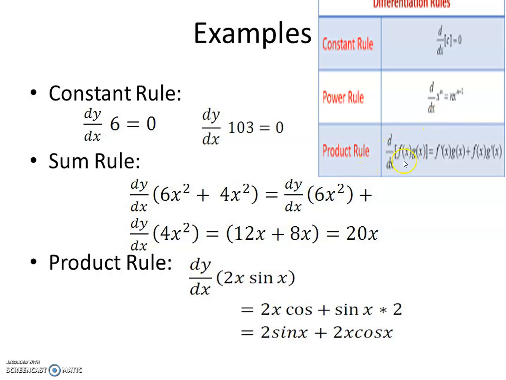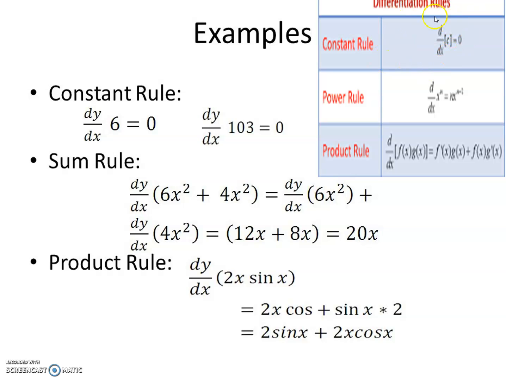Product rule. The derivative of f of x into g of x is f of x times the derivative of g of x plus g of x times the derivative of f of x. Or we take the derivative of f of x into g of x plus f of x times the derivative of g of x. Now we have to take the constant rule.